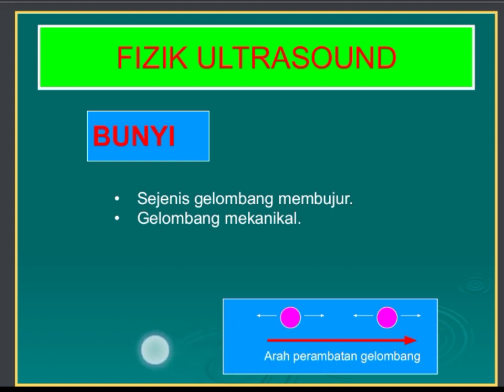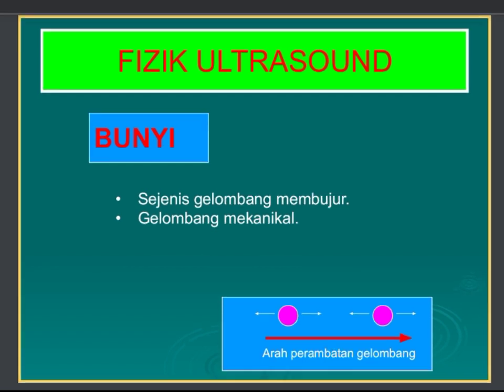Gelombang bunyi bergerak, contohnya arah perambatan gelombang bunyi daripada kiri ke kanan. So, zarah tersebut akan bergerak secara osiloskop, ya. Dia masih lagi di tempat yang sama tetapi dia bergetar. Apabila gelombang bunyi itu lalu, maka zarah ini akan bergetar sepanjang laluan gelombang tersebut. Kaedah perambatan gelombang adalah seperti video berikut.